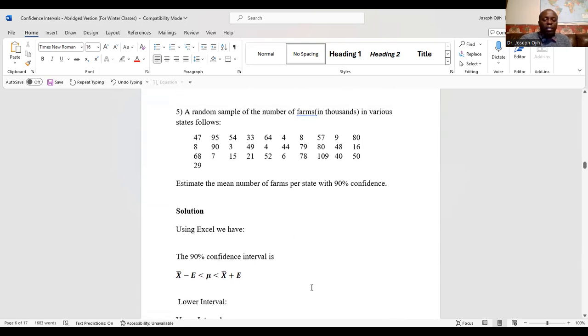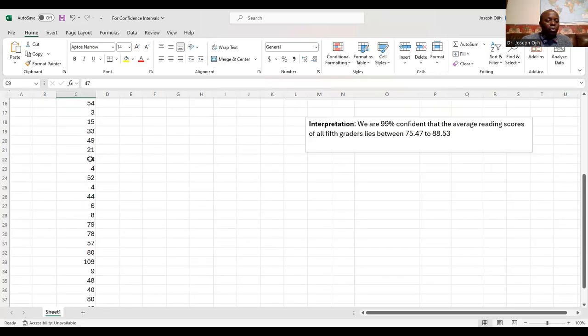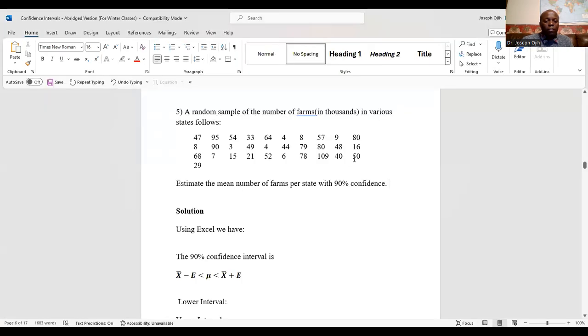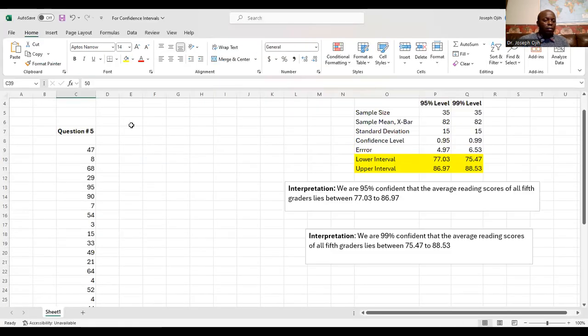First, you need to put these numbers in Excel, and I did. You can see them here. See it right there, 47 all the way to the last one, which is 50. And you can see from your question that the last number there is 50. Okay. So now you can use it to calculate the confidence interval. Now, first thing is the numbers are in. Now, let's go get the confidence interval.